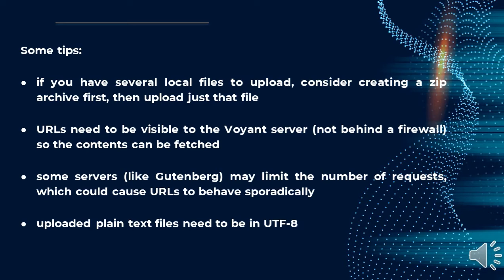First, if you have several local files to upload, consider creating a zip first, then upload just that file. Second, URLs need to be visible to the Voyant server, not behind a firewall, so the contents can be fetched. Third, some servers like Gutenberg may limit the number of requests, which could cause URLs to behave sporadically. And fourth, uploaded plain text files need to be in UTF-8.